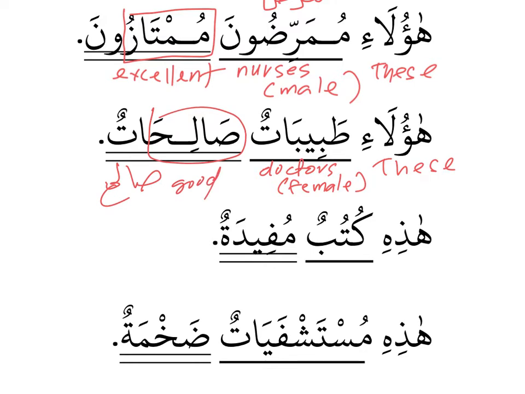Okay, now let us look at the sentence again. Tabibat. This is in the muannas form, female. Then you have to change the word saleh to a female word. What is the female for saleh?